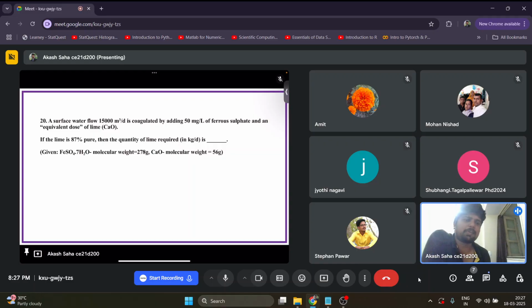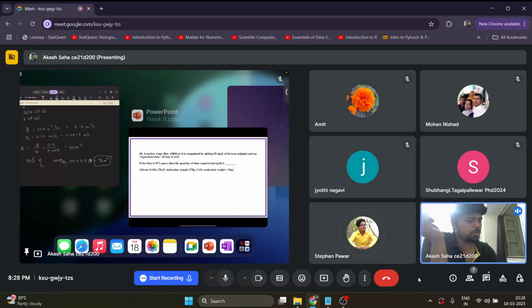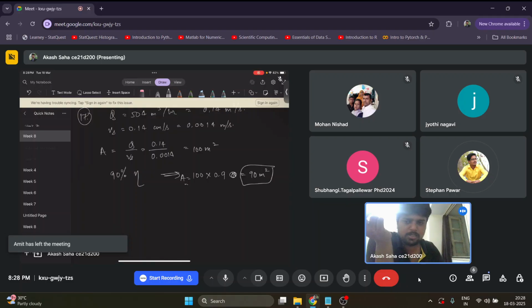So here, just to simplify your problem, I will just say that one equivalence of ferrous sulfate will react with one equivalence of lime. Okay, always remember. So with this, you will be able to solve the problem. 56 divided by 278. 56 divided by, no, it's not so direct actually, because here we have to find out the quantity in kg per day. So we have to also take the discharge into consideration. I will show you. So I am saying one equivalence will react with one equivalence. So that is always the case.